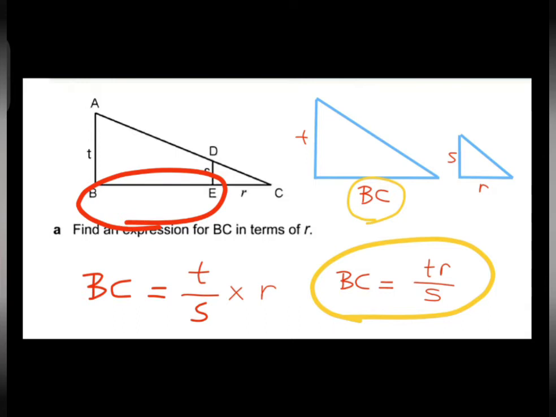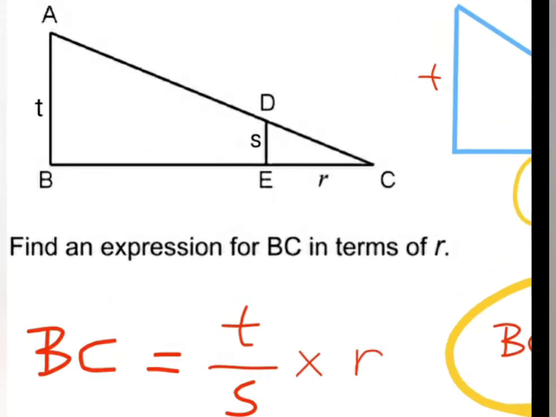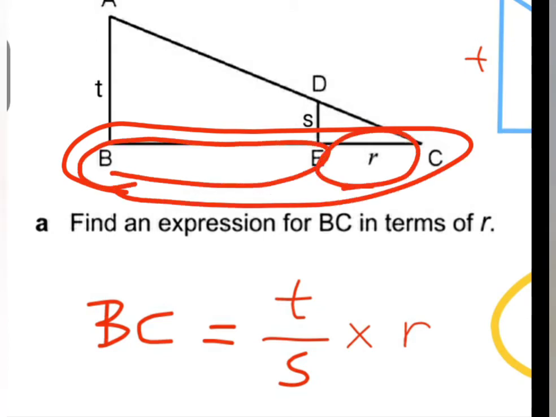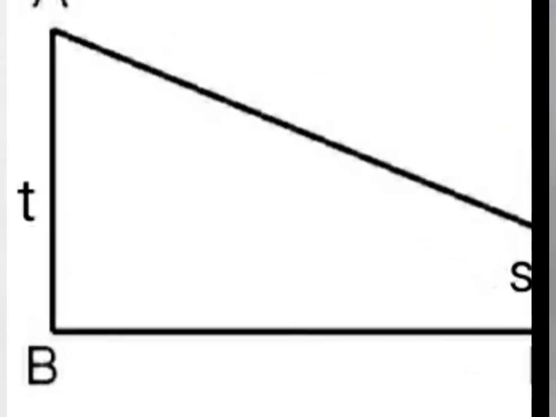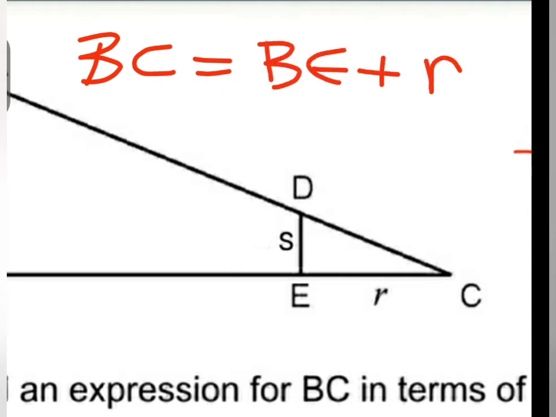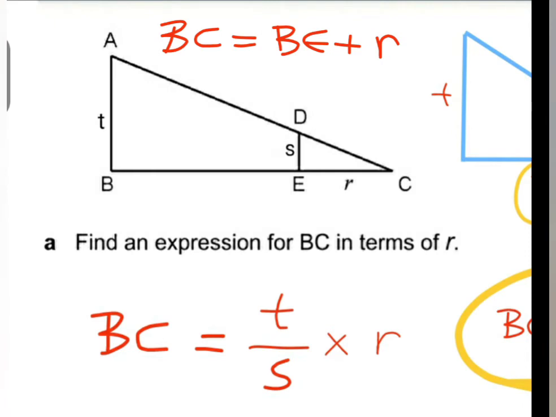Now, how can we do this? We can use the same expression, but we will change this a little bit. How can we change this? By doing what? By saying that BC equals what? Equals BE plus R. Very good. Because this is BC, it equals BE plus R. So we write it as an expression. We say BC equals BE plus R.